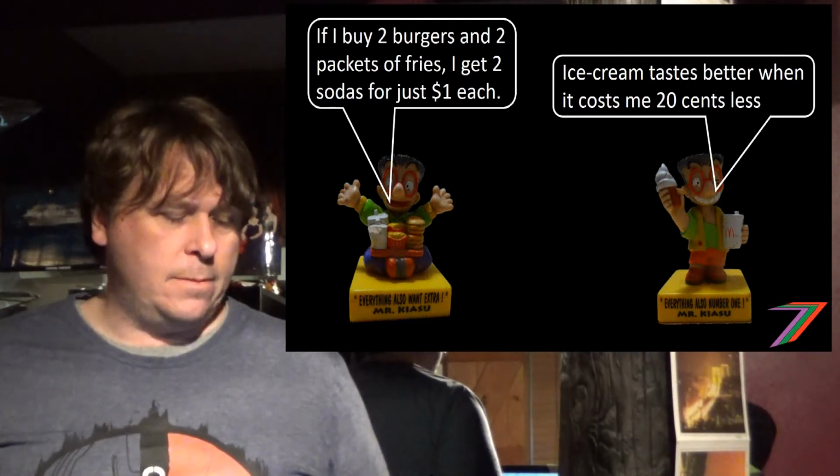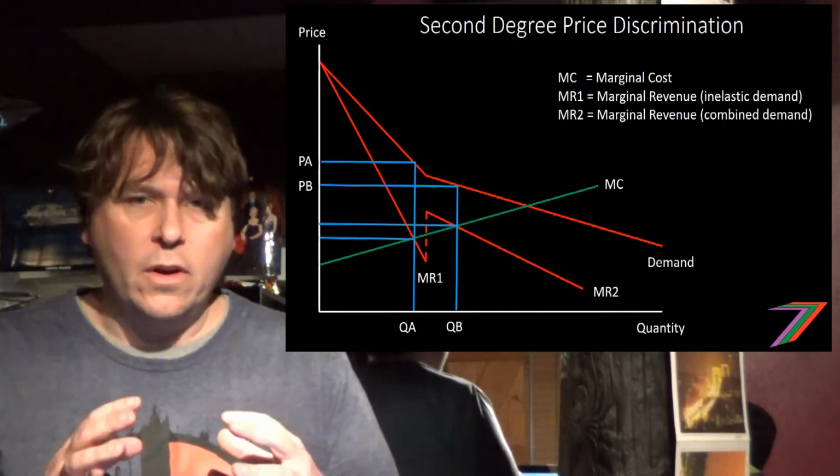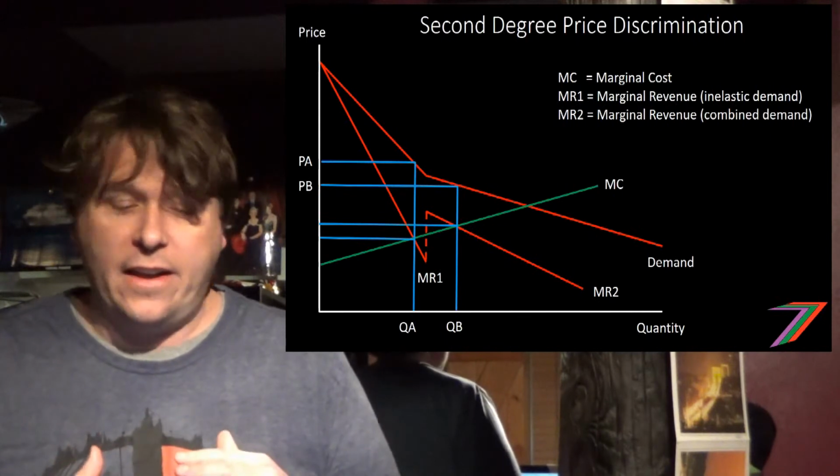I've got a graph here. Pull it down. So here we go. So this is very simple. And what we've used in this graph is different elasticity of demand for different people.